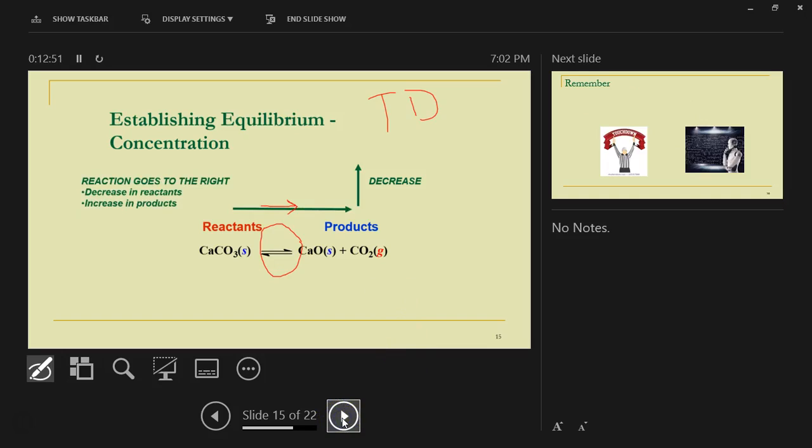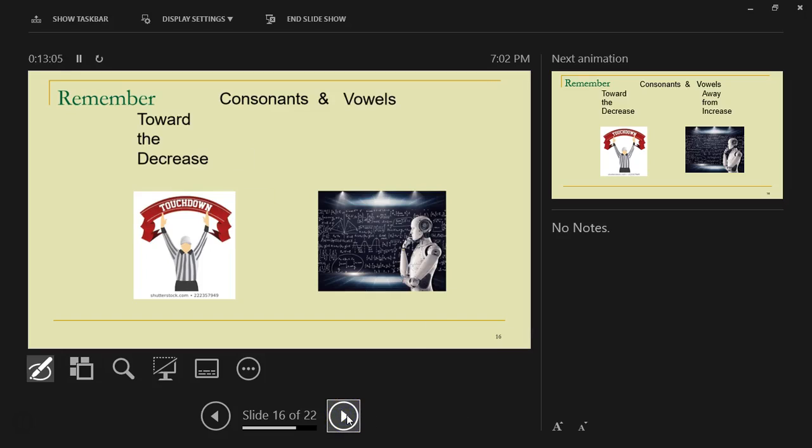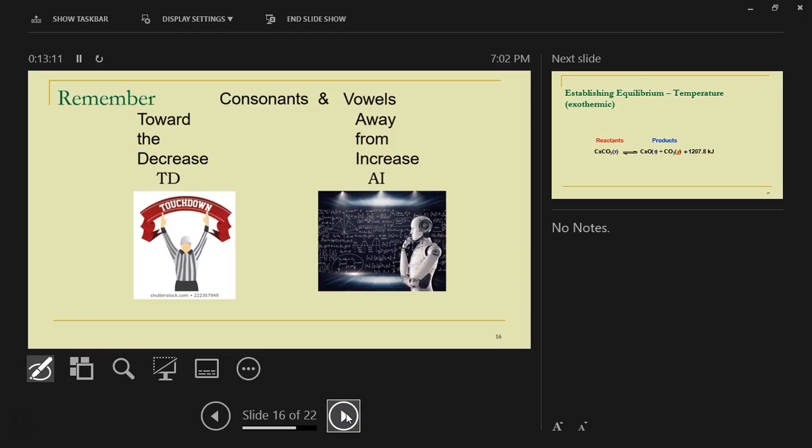Okay. So remember, touchdown, TD, and AI, artificial intelligence. The two letters that are consonants go together, and the two letters that are vowels go together. So toward the decrease, away from the increase. TD, AI. It'll work every single time. You just have to draw your arrow either toward or away over top of your reaction arrow.